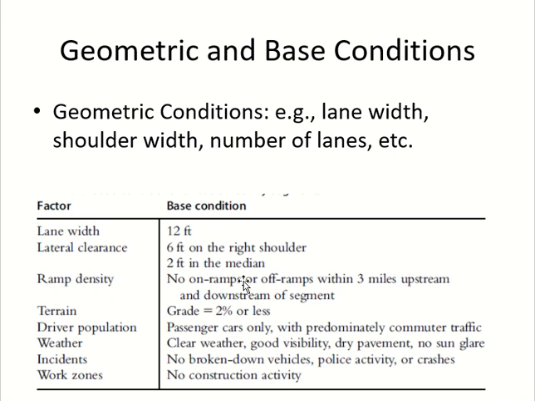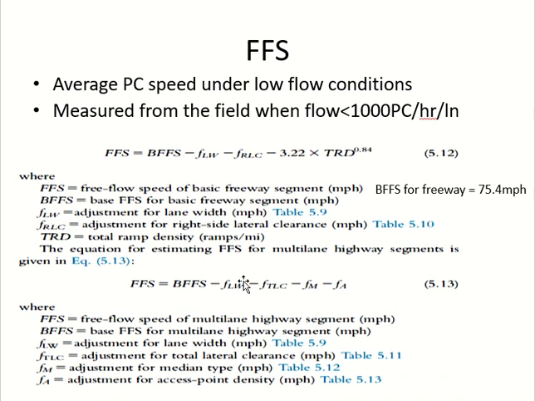Work zones mean construction activity on the road or on the side of the road, and the ideal condition is that you should not have any work zones. Free flow speed is one of the things you have to measure in the initial step. You can measure free flow speed for passenger cars, with no heavy vehicles involved, when the flow conditions are low. What do we consider as low? Less than 1,000 passenger cars per hour per lane is considered a low flow condition.